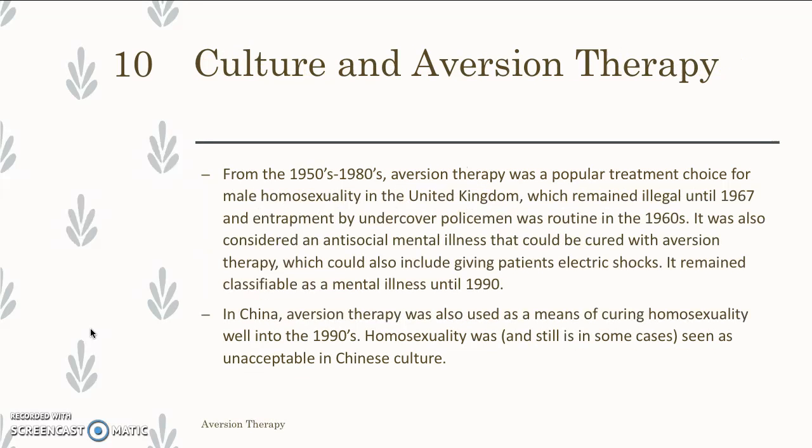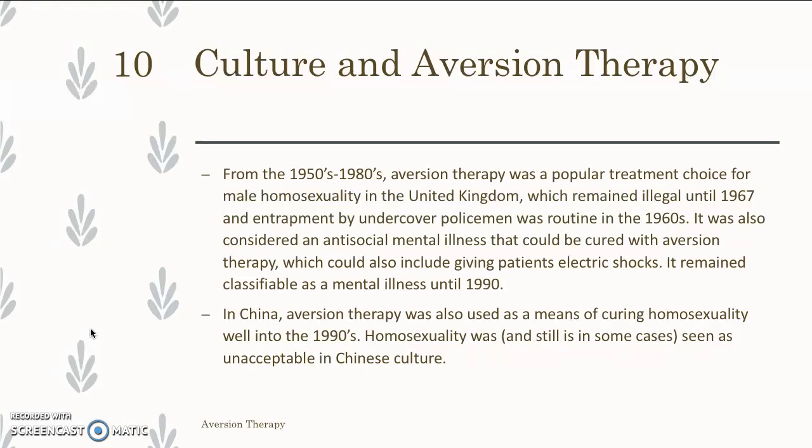From the 1950s to the 1980s, aversion therapy was a popular treatment choice for male homosexuality in the United Kingdom, which remained illegal until 1967, and entrapment by undercover policemen was routine until the 1960s. It was also considered an antisocial mental illness that could be cured with aversion therapy, which could also include giving patients electric shocks. It remained classifiable as a mental illness until 1990.